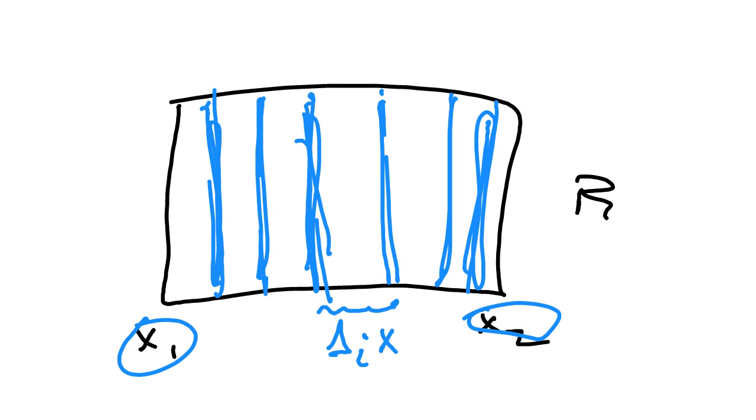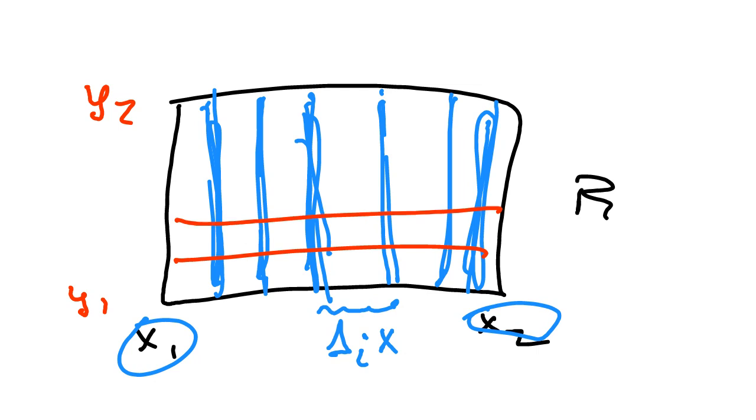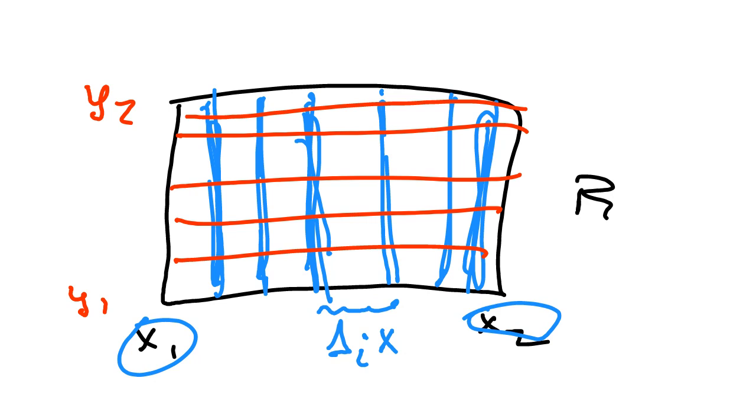And then I'm going to do the same thing going from y1 to y2. Here I'm going to split these up, and I'm going to let some of these be bigger than others. Once again, we're going to have delta sub i y. And then we're going to look at this rectangle. Let's take the biggest rectangle. Well, what do they mean by the biggest rectangle?